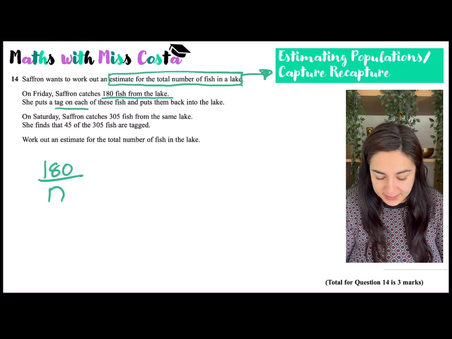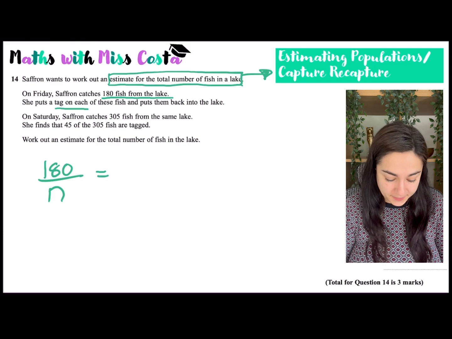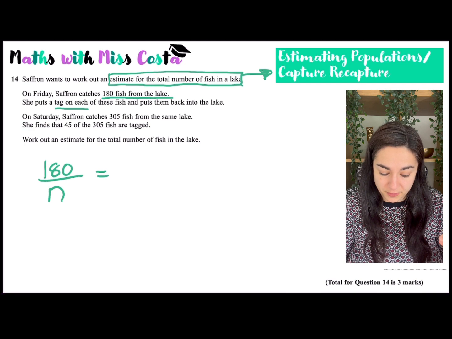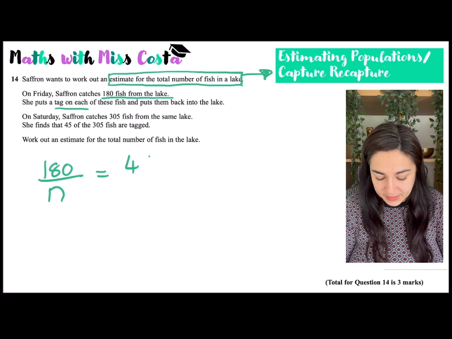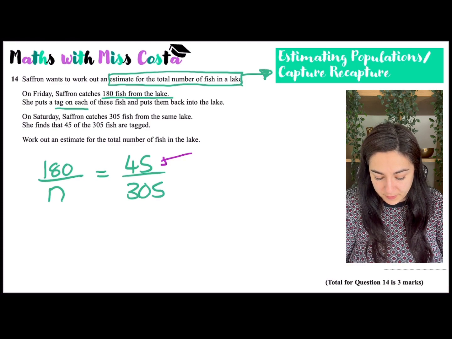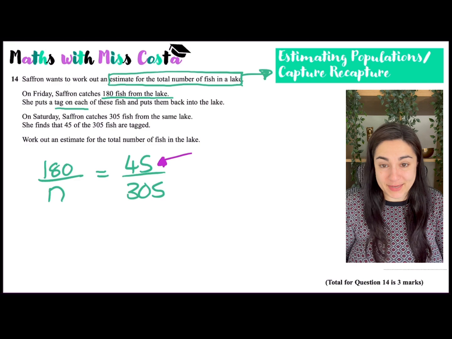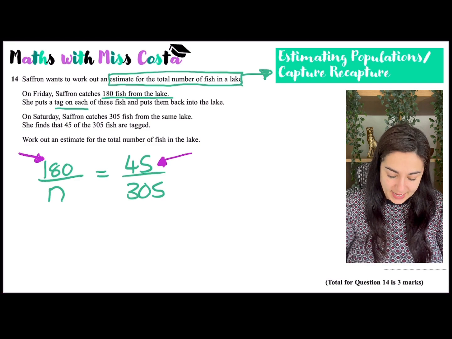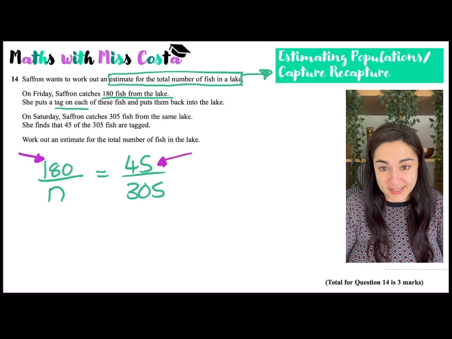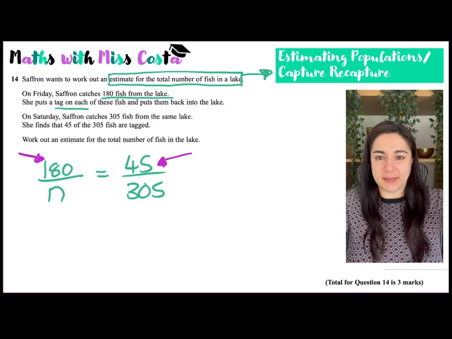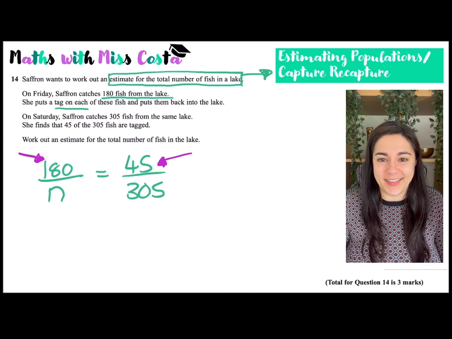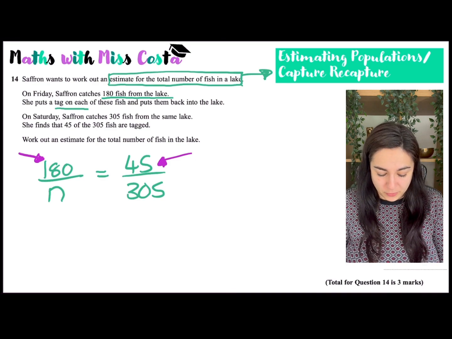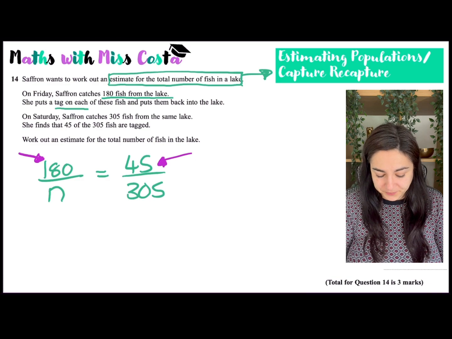On Saturday, Saffron catches 305 fish from the same lake, and she finds that 45 of the 305 are tagged. So we can write that as a fraction as well. So 45 of them have been tagged. So originally she tagged 180, she released them back into the wild, and then 45 have come back as being tagged. So the idea is that they spread out and disperse among the lake, and then you can compare the proportions. So we've got two fractions that we want to just rearrange.